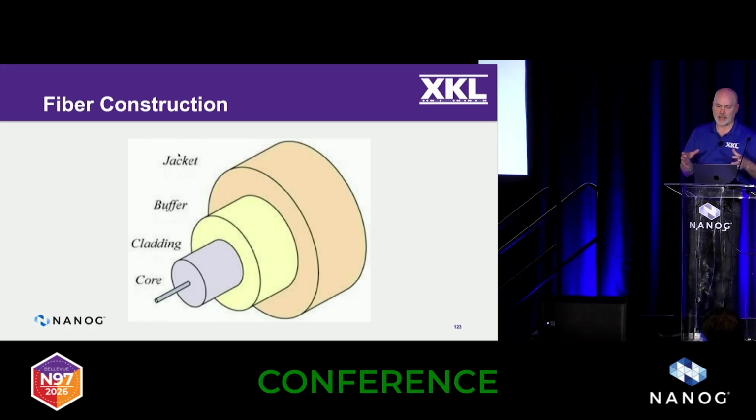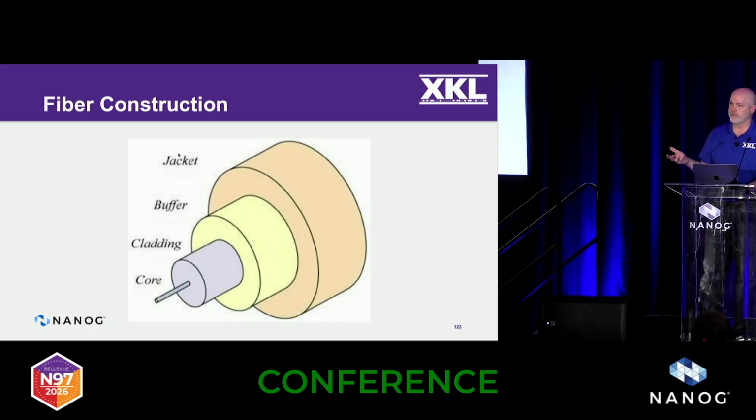And then around that, you've got your jacketing and your buffer tubes to protect the glass that's in the middle. And we're going to talk about what happens when these jackets and buffer tubes start having problems, start aging, start having micro cracks, start seeing effects of where that fiber is. Is it hanging on a pole? Is it buried in a conduit that's submerged in water?